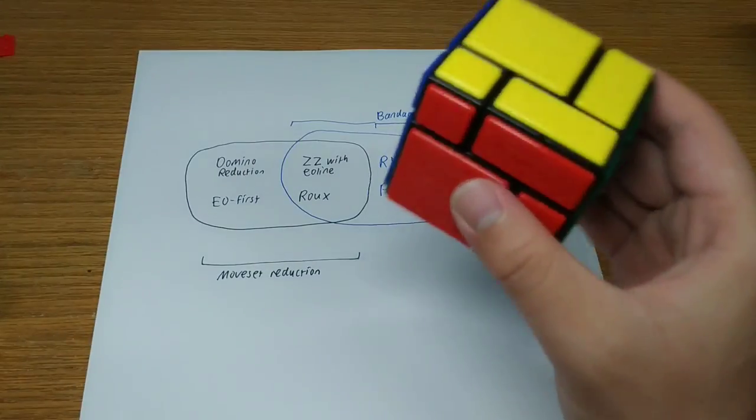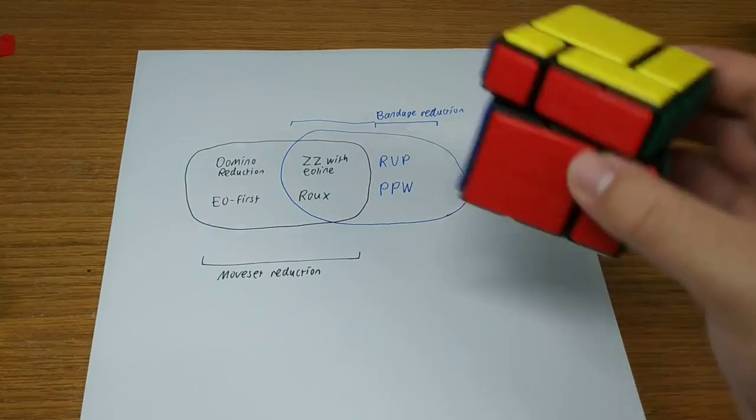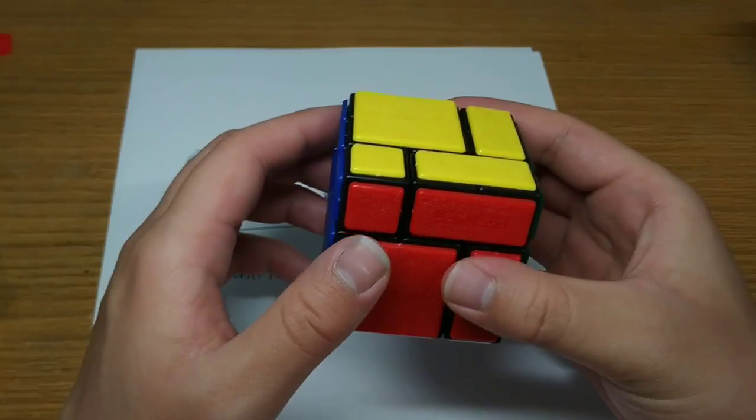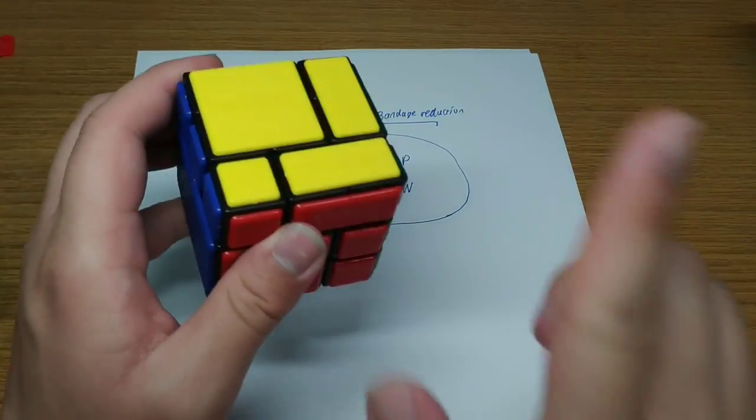But there is an irresistible beauty about these methods, RUP and PPW, where you keep on progressively bandaging the cube more and more and more. You just fuse more and more pieces together until there's only one way left to turn.